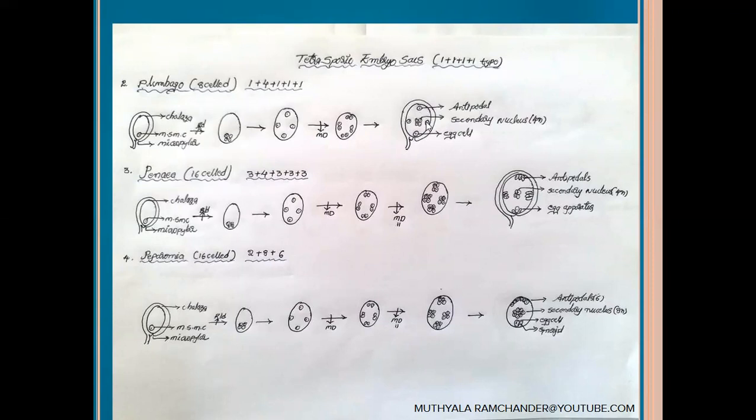Finally, at the matured stage, the Plumbago embryo sac contains only 8 cells, arranged in 1+4+1+1+1 arrangement. 1 belongs to the egg cell, 4 belong to the secondary nucleus, 1 belongs to a lateral cell, another belongs to a lateral cell, and the last one is the antipodal.